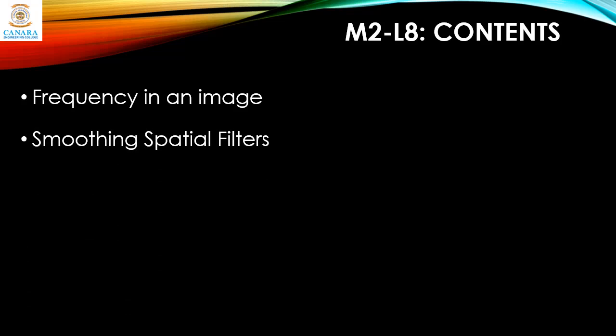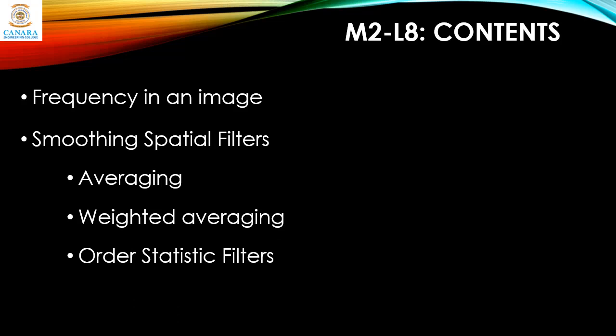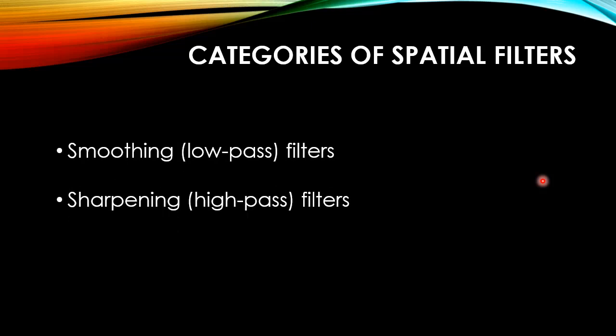Welcome back, everyone. So in this lecture, we'll first understand what is meant by frequency in an image, what is high pass and what is low pass, what is high frequency component and low frequency component in an image. And then we'll learn about smoothing spatial filters such as averaging, weighted averaging, and order statistic filters. Spatial filters can be classified into smoothing filters or low pass filters, and sharpening filters, also called high pass filters. So in this lecture, we'll focus on smoothing low pass filters and its types.